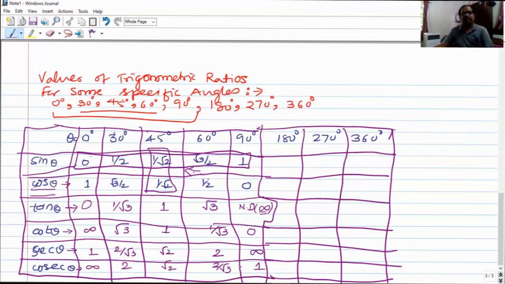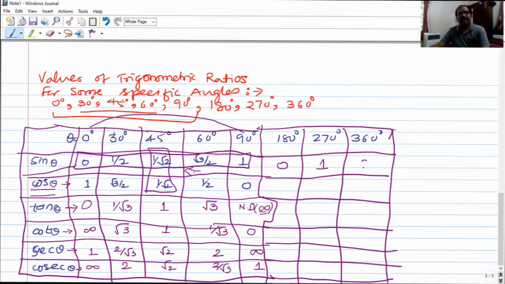Only three values appear in the columns for the trigonometric ratios at 0 and 90, that is, the quadrantal angles. Let's see what they are. The value of sin 0 is 0, and sin 90 is equal to 1. Then sin 180 is again 0. See the difference: sin 270 will become minus 1, and then again it is 0.